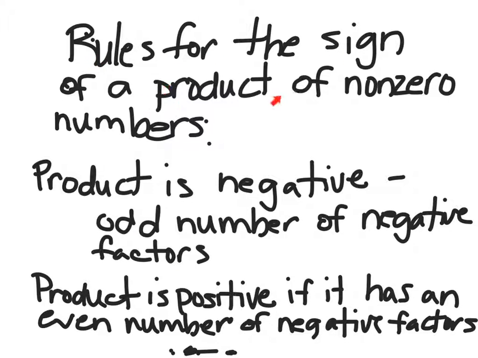Rules for the sign of the product of non-zero numbers. A product is negative if it has an odd number of negative factors. A product is positive if it has an even number of negative factors. So an odd number, like 3 negative signs, is going to mean that it's negative, and if it has an even number, it's going to be positive.